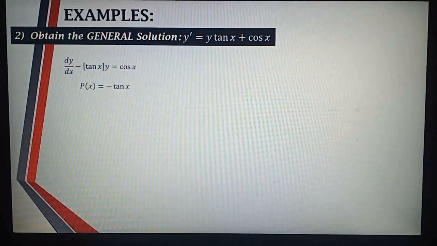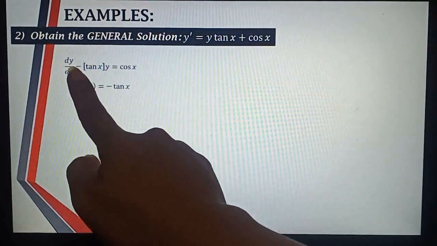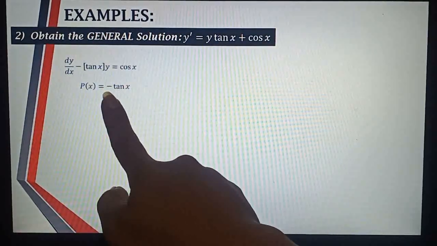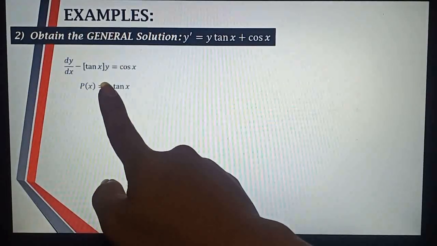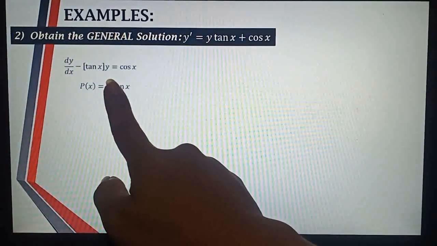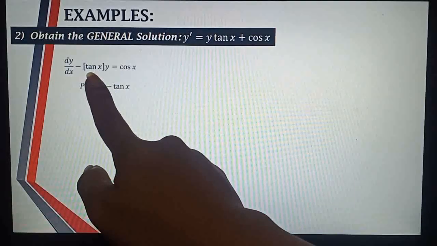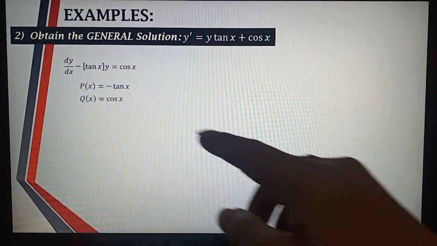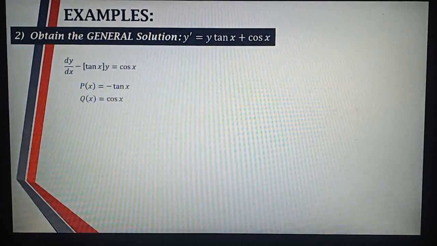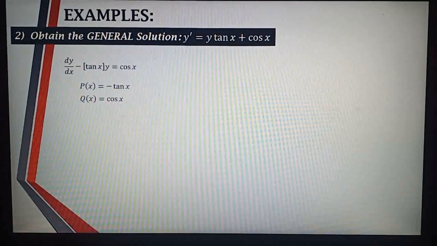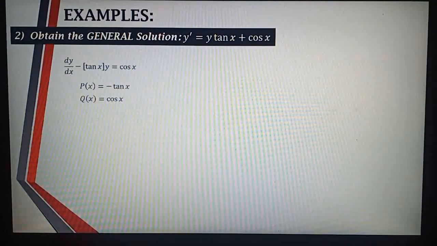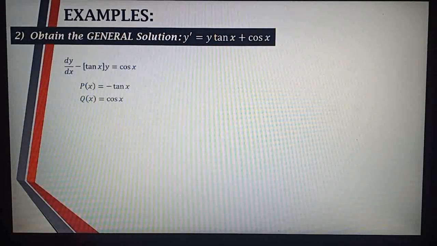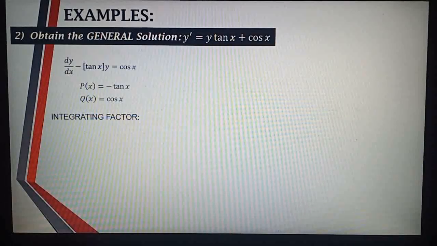Now in that case, your p of x is now negative tangent of x, kasama si negative, since our formula is dy over dx plus the p of x multiplied to y equals the q of x. So kailangan kasama yung negative kay tangent of x. Now, our q of x is yung nasa kabilang side, which is the cosine of x. After nating ma-identify yung p of x at q of x, now we need to solve for the integrating factor.